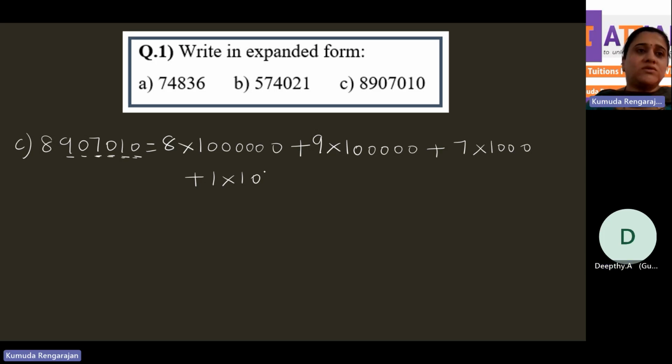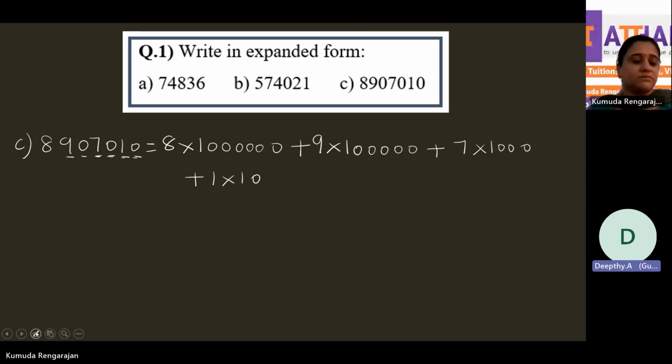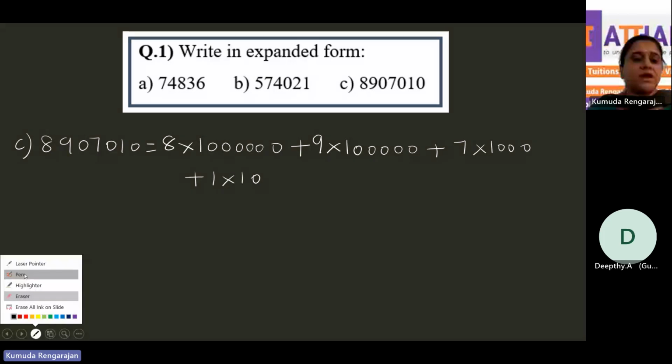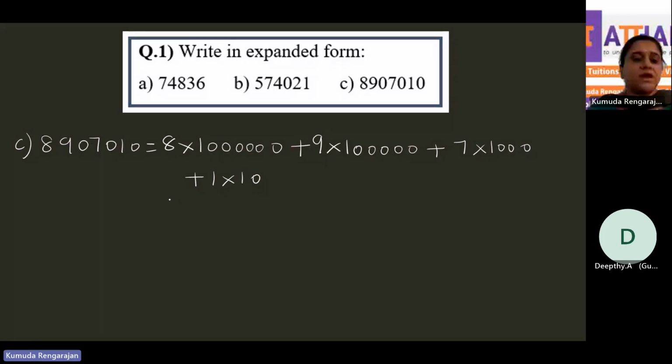You wrote the zeros also? No, this is the first step. And after that, you can write that step. Yes, Deepthi? I have written it as 8 6 zeros plus 9 5 zeros. Correct. Yeah, no, I'm going to write that as a next step. This is the first step. You'll have to write the digit with the respective place value. You need to write every digit of the number with the respective place value.